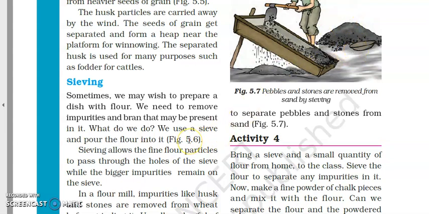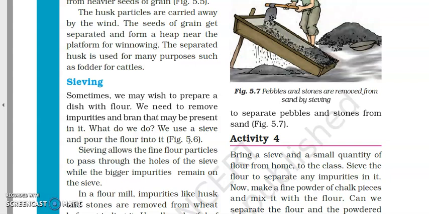Hello dear students, we were discussing chapter 5, separation of substances. In the previous part, part 1, we discussed the introduction of separation of substances, that is, the purpose of the separation of substances, and we started with the methods of separation, in which we studied hand picking, threshing and winnowing.